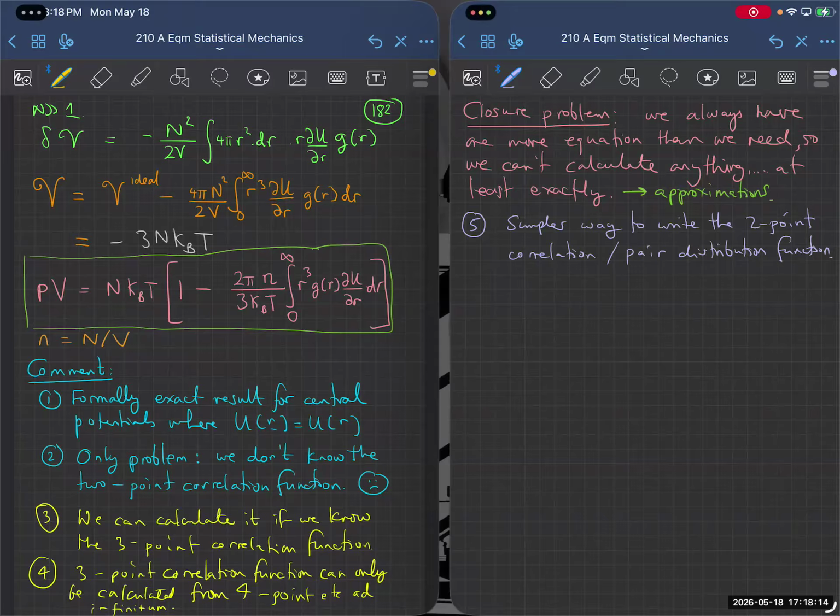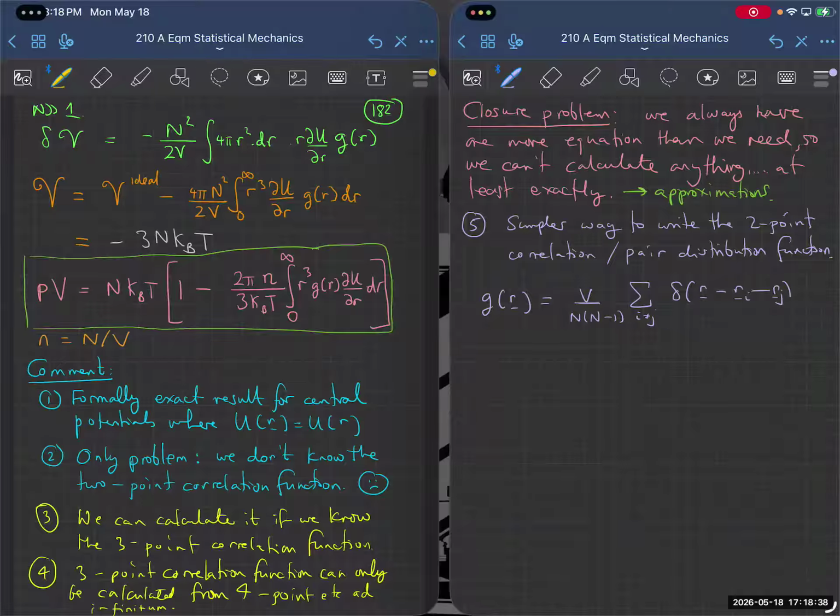And the simpler way to write it is I want to get rid of all these sums. So if I were to write it down back from its definition, it looks like this: V over n minus 1 times the sum i not equal to j delta of r minus ri minus rj. So that's what it is. Close that, and then what else do I need? I need angle brackets, so I'll put those angle brackets in there like that. So that's how we defined it.